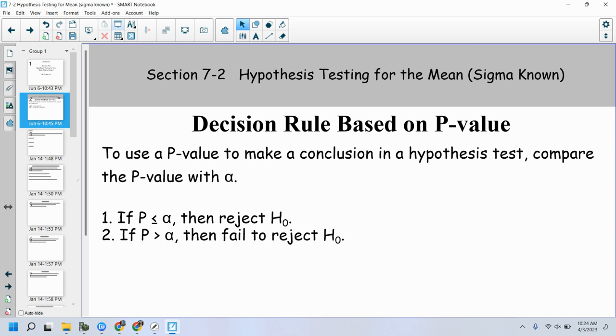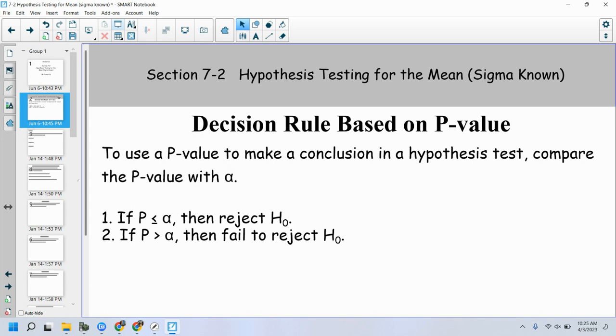So what we're going to be doing is calculating a p-value based on the statistics, based on the numbers, based on our sample. And then we're going to make a decision about the parameter. We're going to stick with mu, the mean, but you could do this for sigma as well. So we're going to compare the p-value with alpha. And that p-value again comes from the sample. We'll talk about how we get that p-value soon.